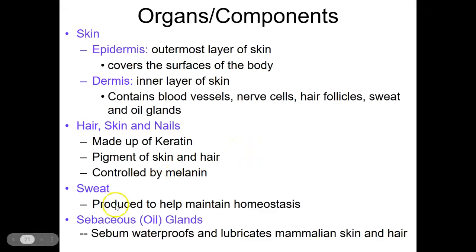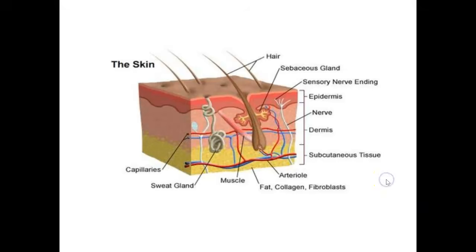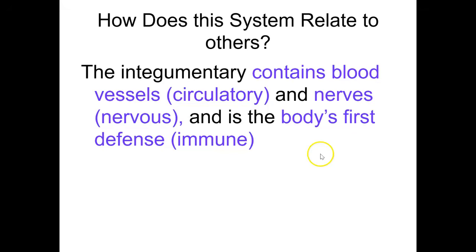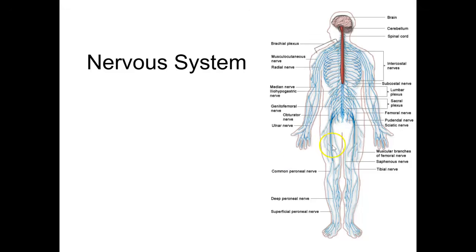Sweat is produced to help maintain homeostasis. And then sebaceous or oil glands help to waterproof and lubricate mammalian skin and hair. This integumentary system contains blood vessels, so it works with circulatory, has nerves, so it works with the nervous, and it's your body's first defense against pathogens, so it works with your immune system.